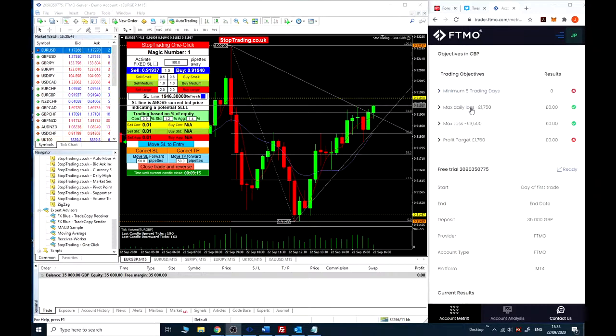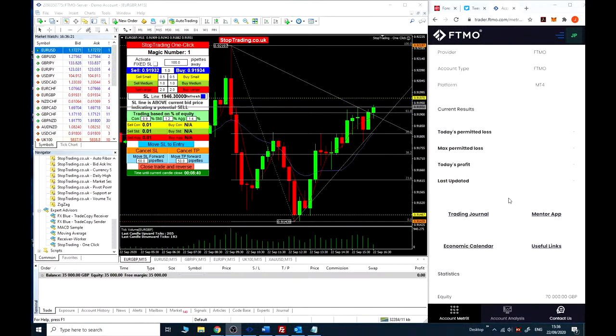The max daily loss here, as I say, this is a £35,000 virtual account, so the maximum daily loss is represented by 5%, or £1,750. The max loss is 10%, which of course of £35,000 is £3,500, and your profit target here states that the profit target is £1,750, which represents 5% of the account. However, for the real challenge, it would be doubled. So in this instance, it would be £3,500.